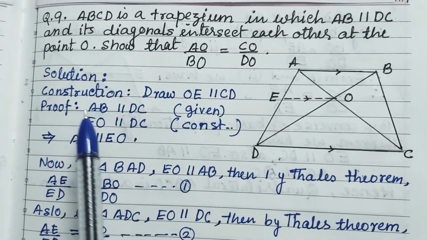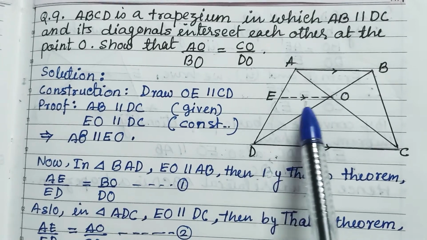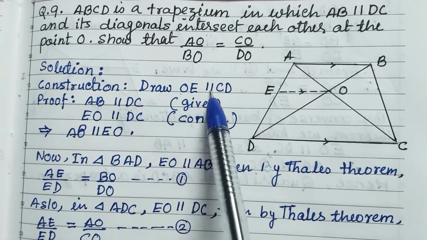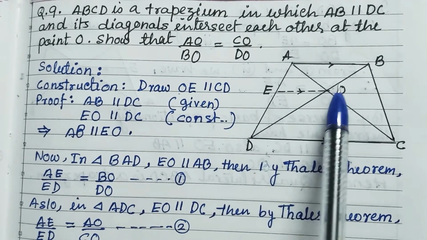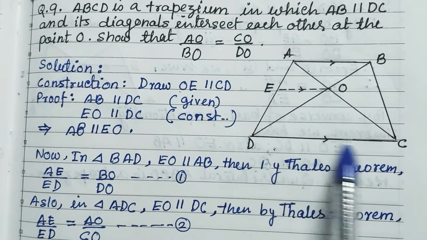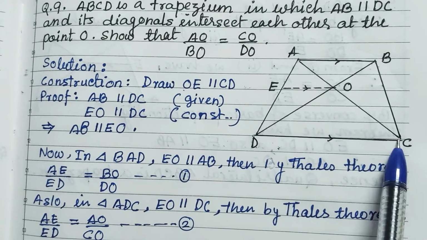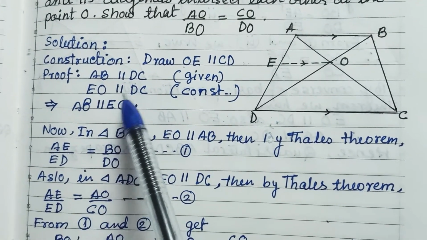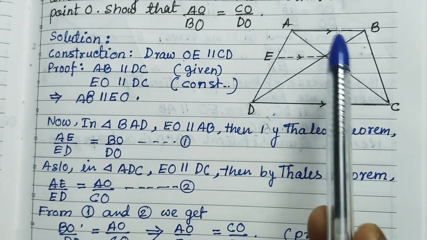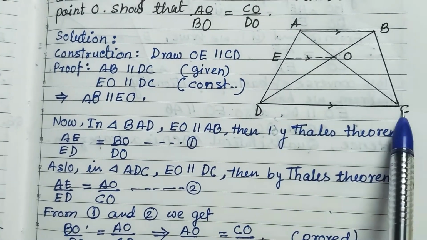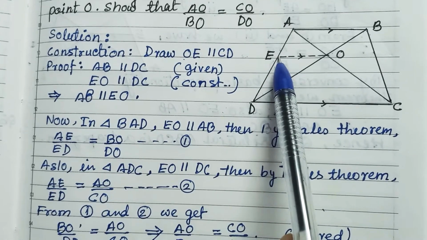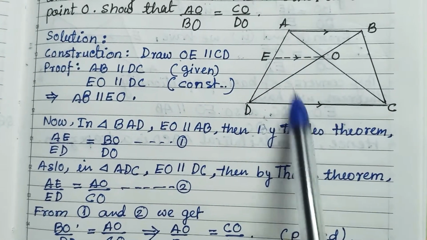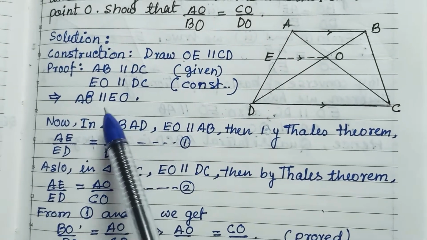Now, construction: you construct OE parallel to CD through O. OE is parallel to CD. Already AB is parallel to DC and I have drawn EO, or OE, parallel to CD. That means these three are parallel to each other.